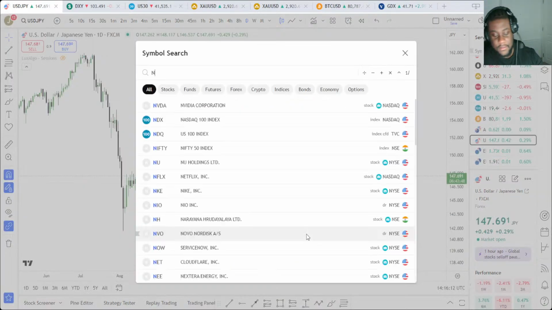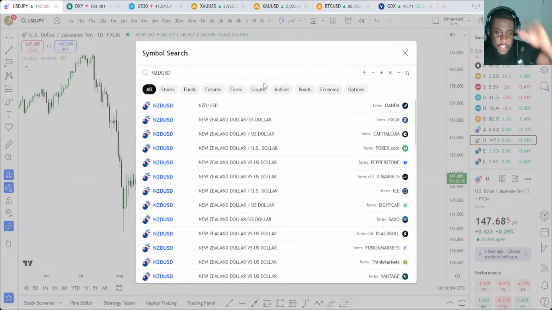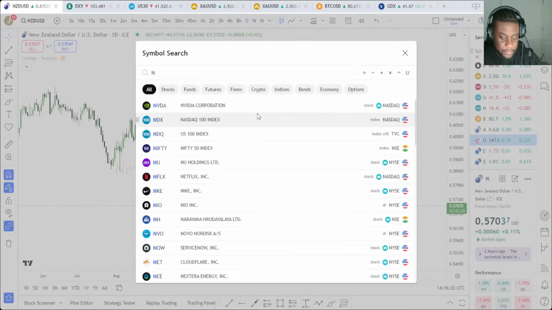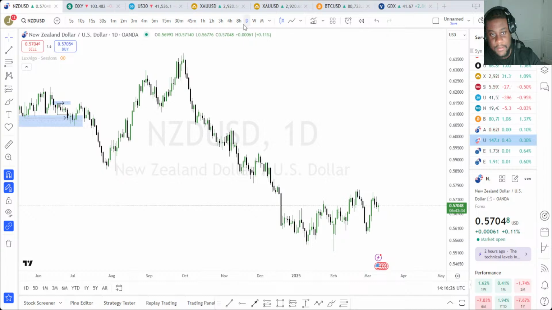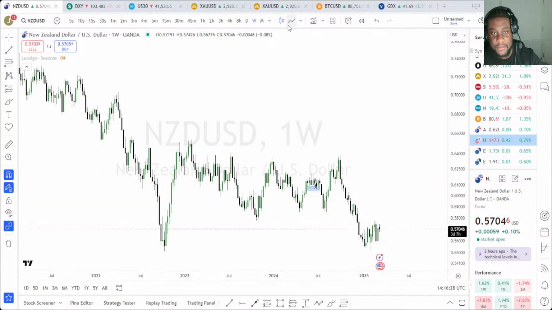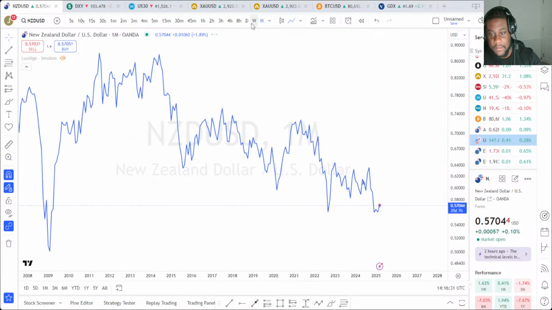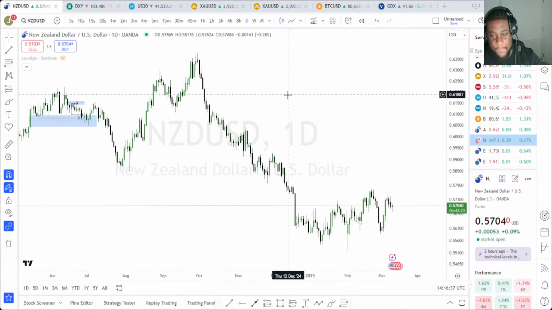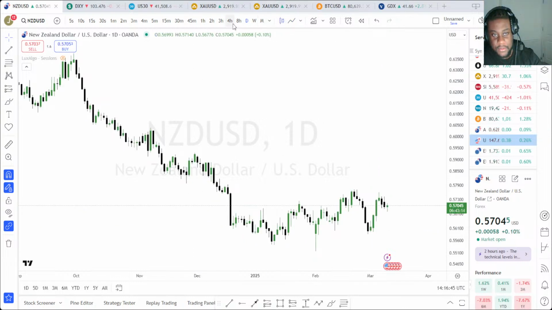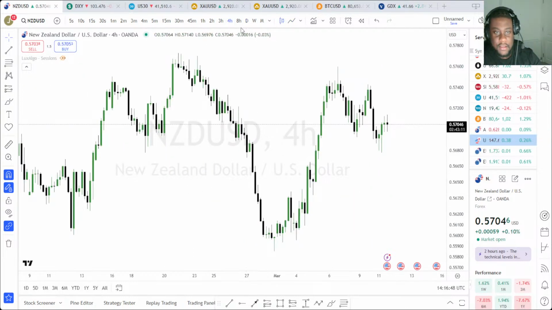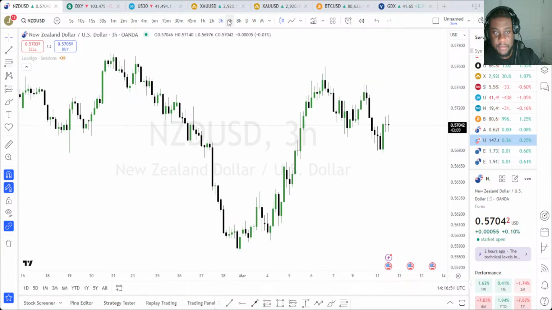NZD USD, let's see. Where are you trying to sell from, bro? NZD USD sells. Do I see a sell here? Okay, a daily sell picture is possible on the daily. It just made that low, taking out that low. Daily sells are possible on the daily time frame. It's not a bad picture, to be honest with you.